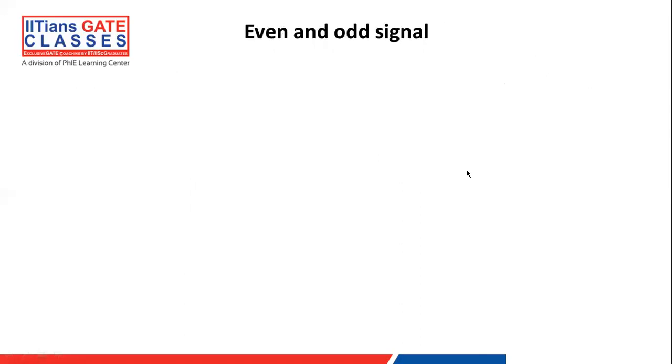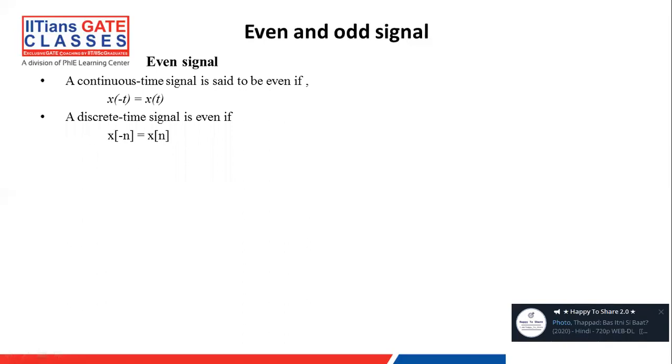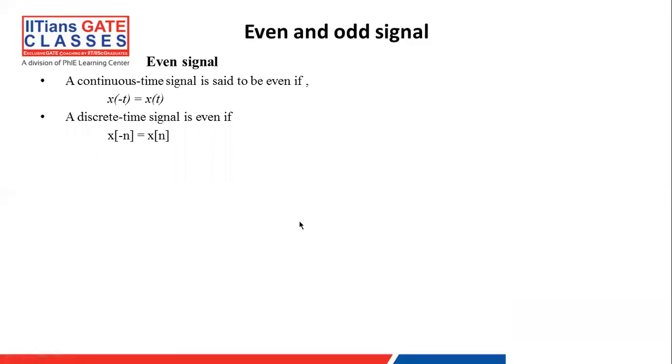Now even and odd signals, which are the same as even and odd functions. A signal is called an even signal if it satisfies this criterion, that is x of minus t is the same as x of t. And for a discrete time signal, x of minus n is the same as x of n.